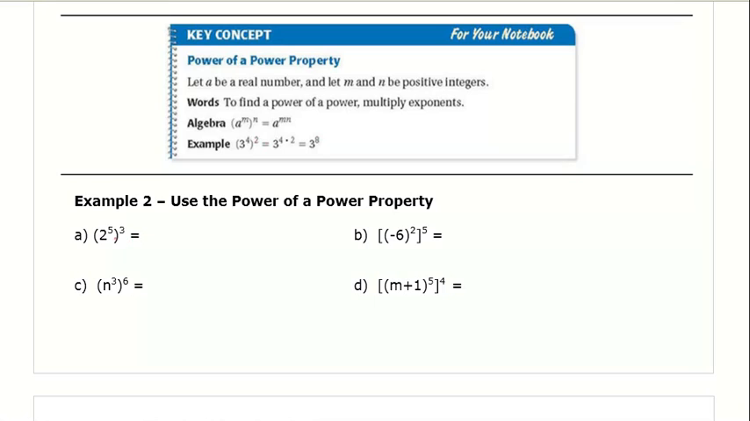So in letter A, power of a power. We're going to multiply our powers together, and it's going to be 2 to the 15th.